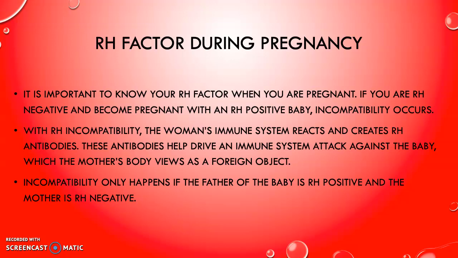incompatibility can occur. With incompatibility, the woman's immune system reacts and creates antibodies against the rhesus, and these antibodies help drive an immune system attack against the baby, which the mother's body views as a foreign object, and that can lead to miscarriages. Incompatibility only happens if the father of the baby is Rh positive and the mother is Rh negative.